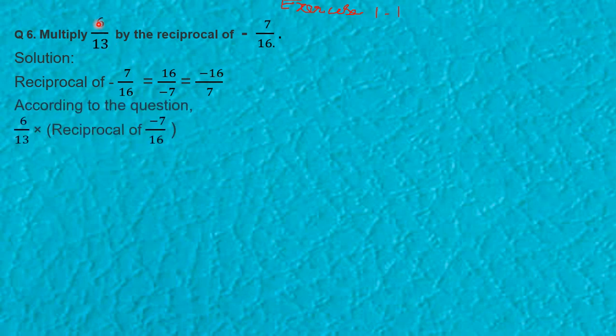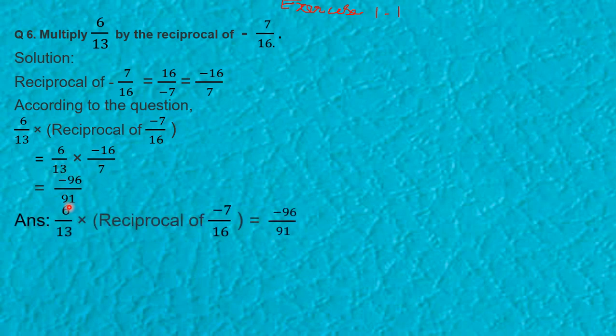So what we have to find? 6 upon 13 multiplied by the reciprocal of minus 7 upon 16. So we put the value 6 upon 13 multiplied by minus 16 upon 7, and we multiply the numerators and denominators. We get 16 sixes are minus 96 and 13 sevens are 91. So the product of the number 6 upon 13 and the reciprocal of minus 7 upon 16 is minus 96 upon 91.